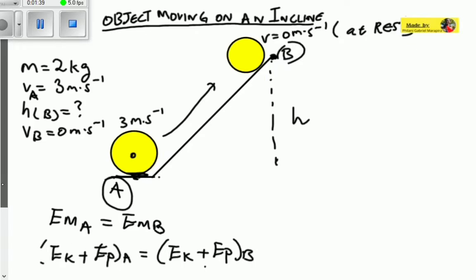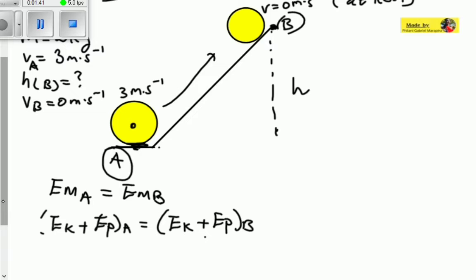First of all, let us look at A. At A, the ball is at the surface, meaning that the height is equal to 0 meters. When a ball or any object is at a surface, the height is equal to 0. Now let's go to our formula. Our formula states that the mechanical energy at the initial point is equal to the mechanical energy at the final point. Therefore, mechanical energy is conserved.